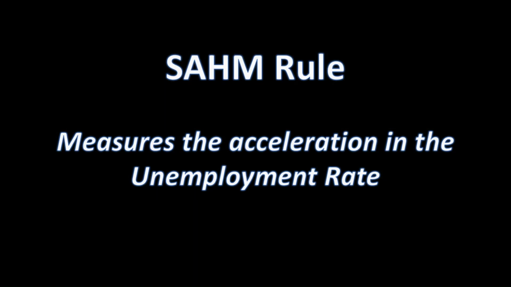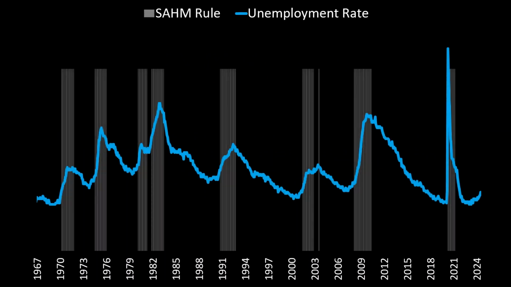As a reminder, this is based on our examination of the SAHM rule. It measures the acceleration in the unemployment rate. See, it's not so important whether the unemployment rate is 4% or 4.1, but how fast during a recession the unemployment rate starts to spike. That's what this rule captures. For example, we see here in blue the unemployment rate going back several decades. The gray histogram bars in the background show us the recessions that took place, and those recessions are identified by the spike, the acceleration in the unemployment rate.